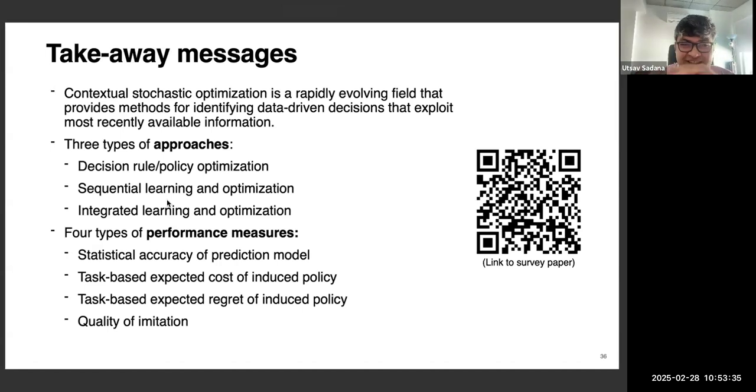Finally, I can conclude by saying that contextual optimization is a really interesting field, especially for me. I really like it. And this can enable you to identify data-driven decisions that can exploit the most recently available information. There are 3 types of approaches. You can use decision rule optimization, sequential learning and optimization, or integrated learning and optimization. And you have 4 different performance measures. First is you can look at the statistical accuracy of your prediction model. You can look at the regret of your model. You can also look at the task-based cost of your model on the task. Or you can look at this imitation-based learning approach to learn predictions.